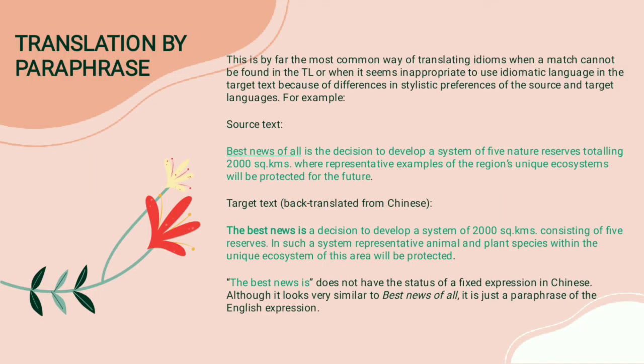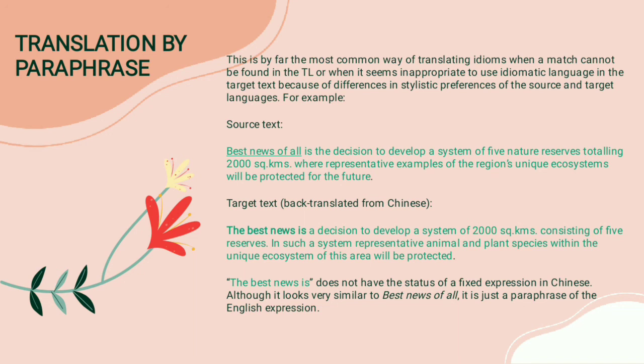Number 3 is translation by paraphrase. This is by far the most common way of translating idioms when a match cannot be found in the target language, or when it seems inappropriate to use idiomatic language in the target text because of differences in stylistic preferences of the source and target languages.